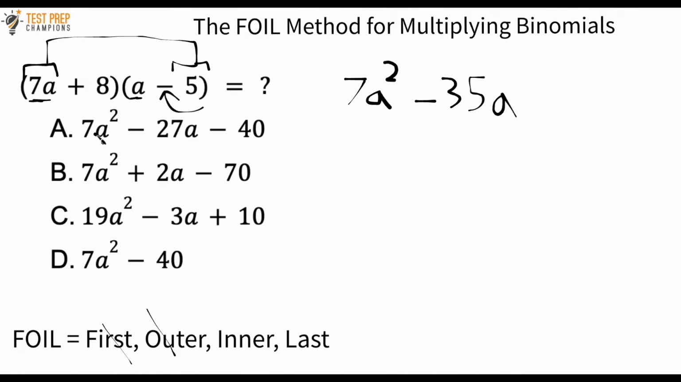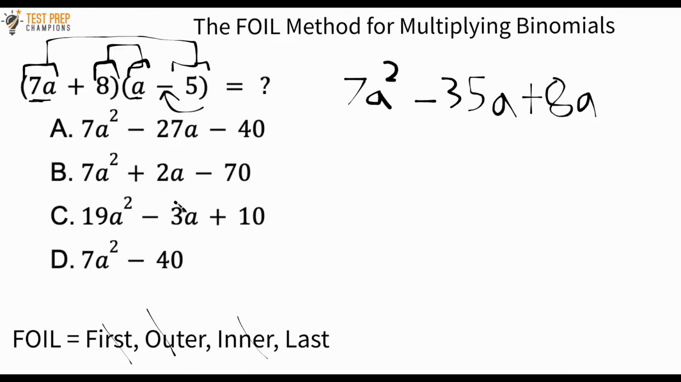Now we have to do the inner. The innermost terms are 8 and a. So 8 times a is just 8a. I'm going to write plus 8a here. Okay, now let's do the last.